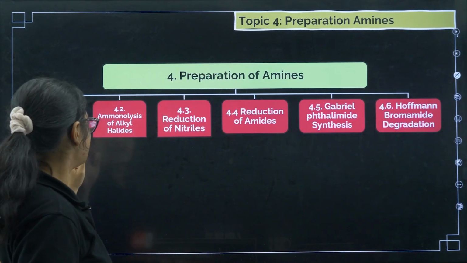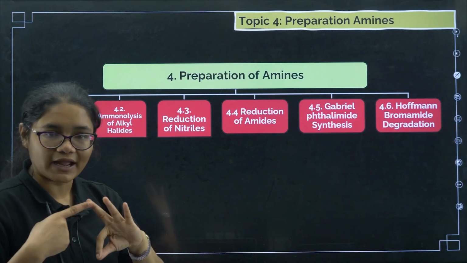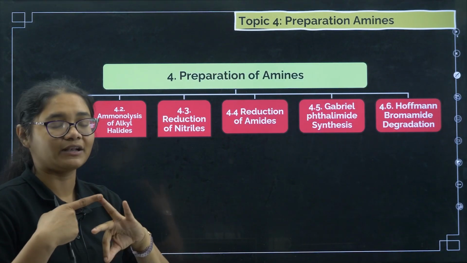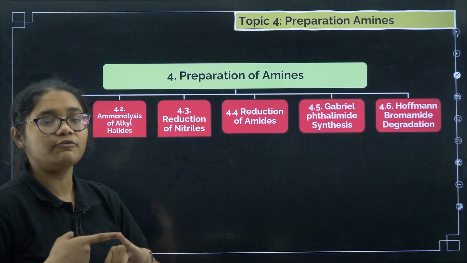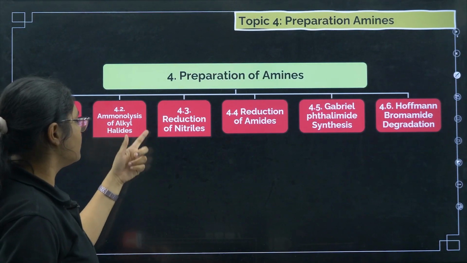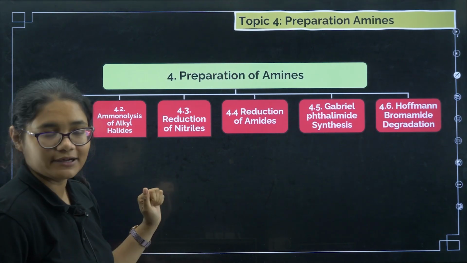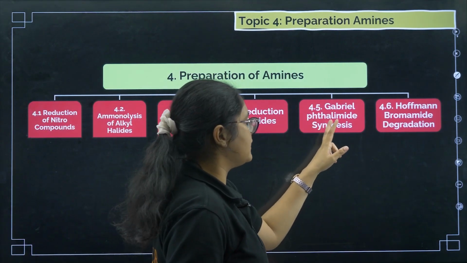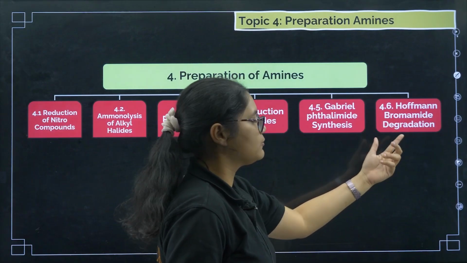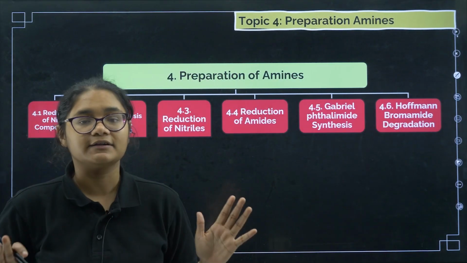So how will you remember? There are 3 reduction reactions. What are they? Reductions of nitro compounds, reductions of nitriles and reductions of amides. Then you have ammonolysis of alkyl halides. Now coming to Gabriel phthalimide synthesis and then Hofmann bromamide degradation. These are the 6 methods of preparation.